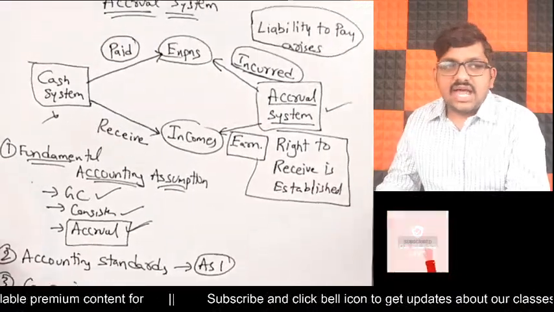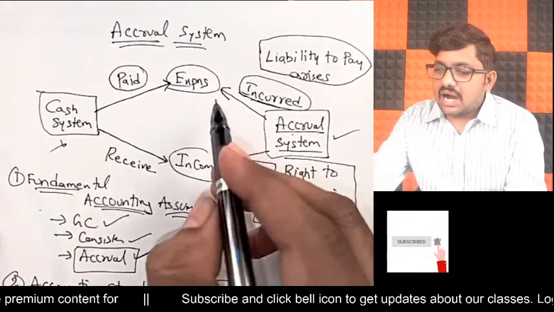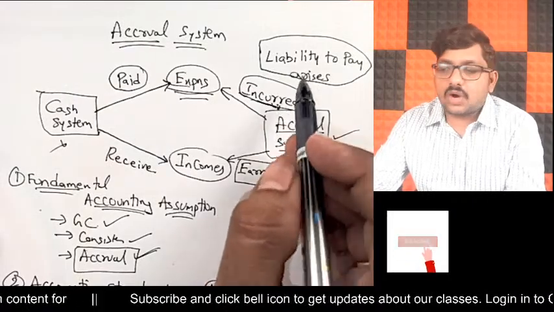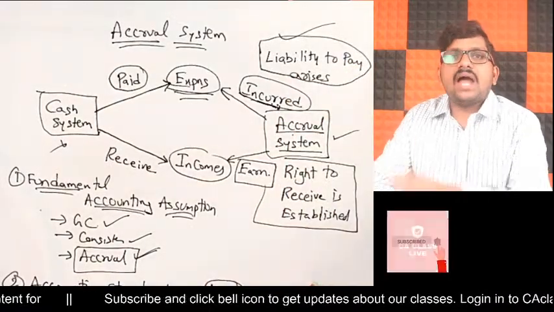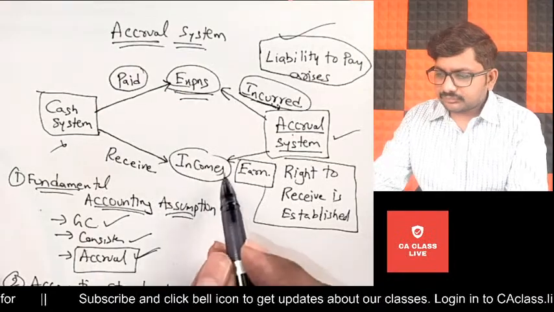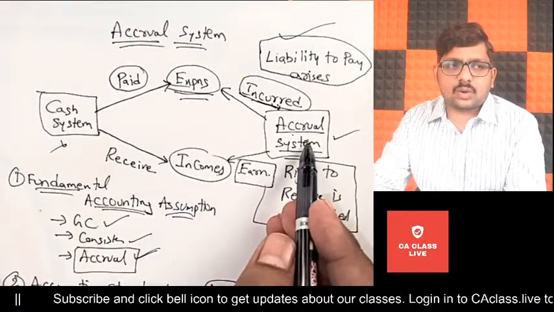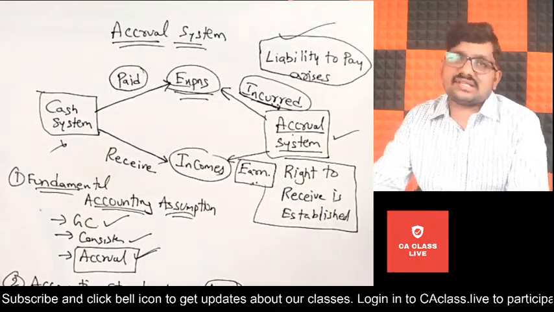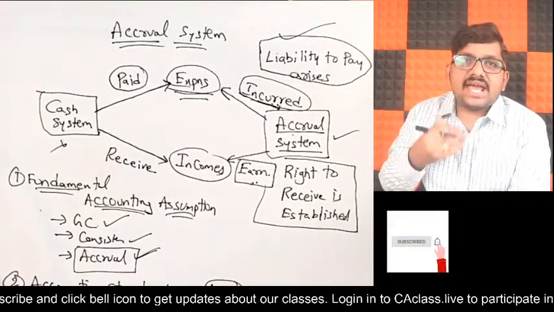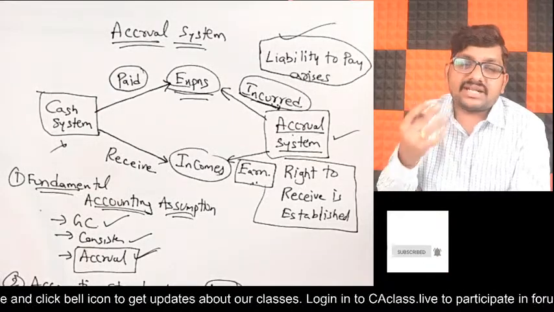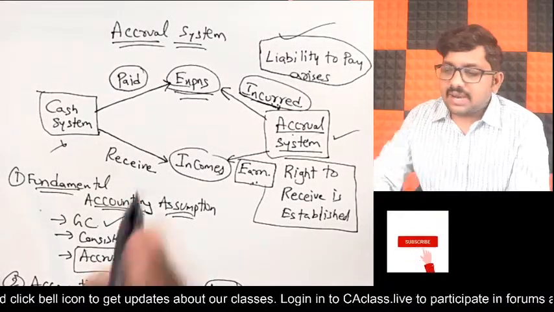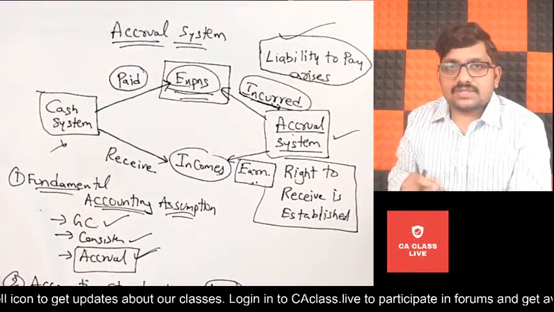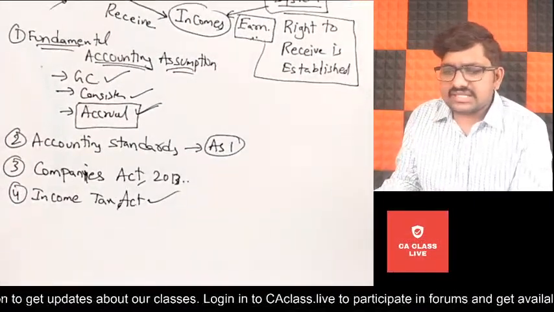As we have discussed, the accrual system says you have to recognize your expenses only when they are incurred. Incurred means what, my dear friends? Liability to pay arises. Next, incomes you will recognize under the accrual system only when you earn. Earn means the right to receive is established. Let me take you through some examples so that you understand better. First I'll cover expenses, then I'll go to incomes. Now let us start, my dear friends.